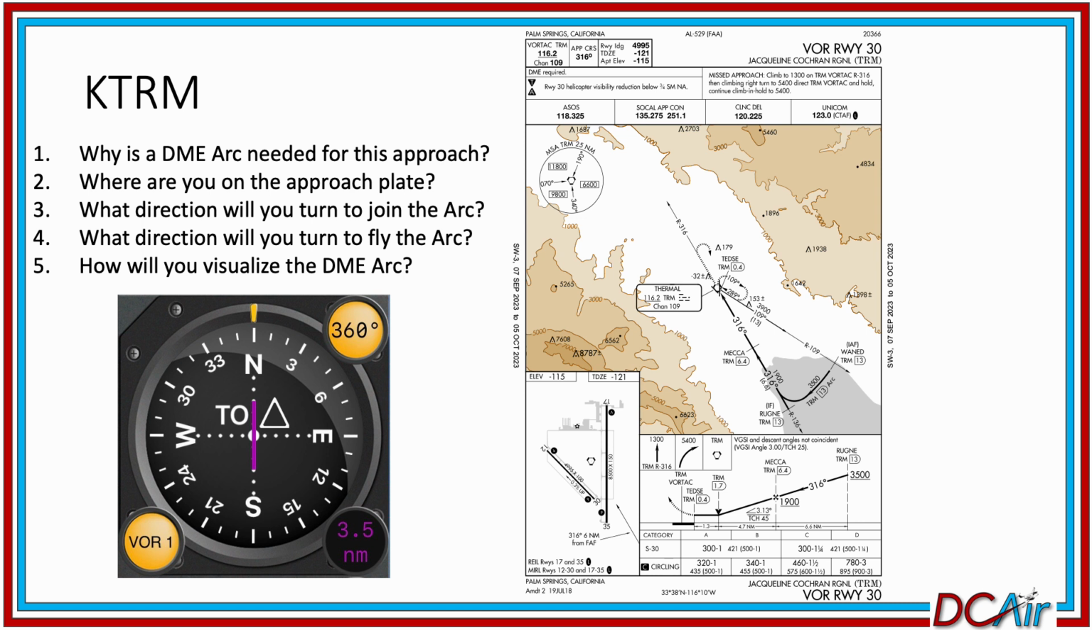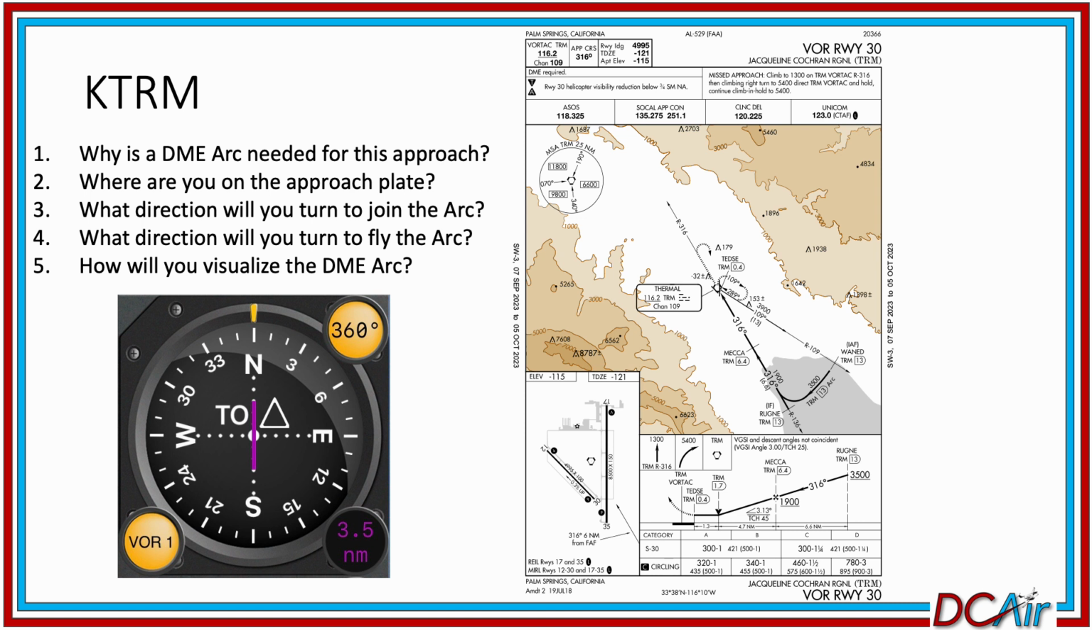Okay, let's work through this. The mountains surrounding the Jacqueline Cochran Regional Airport are likely driving the need for the DME Arc. But also remember that mountains can interfere with ATC coverage, which means ATC may not be able to provide vectors to the final approach course.